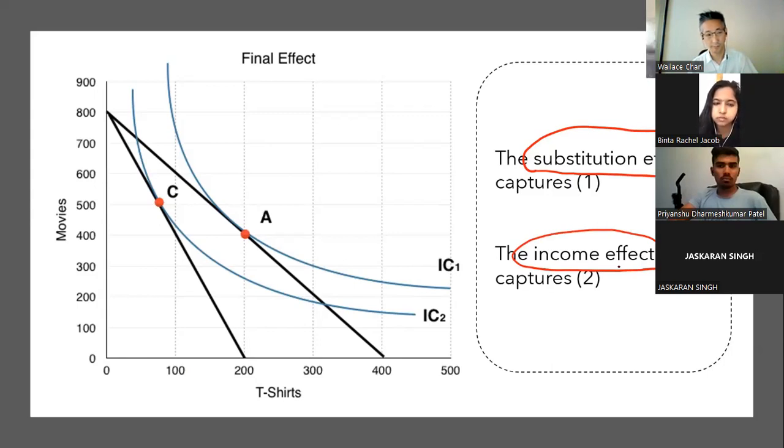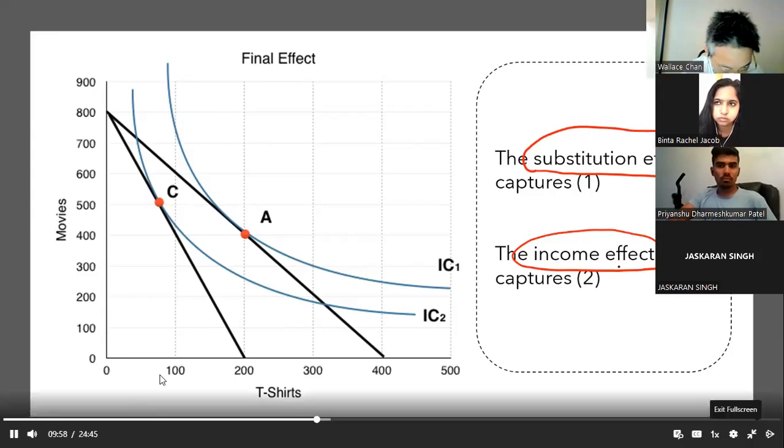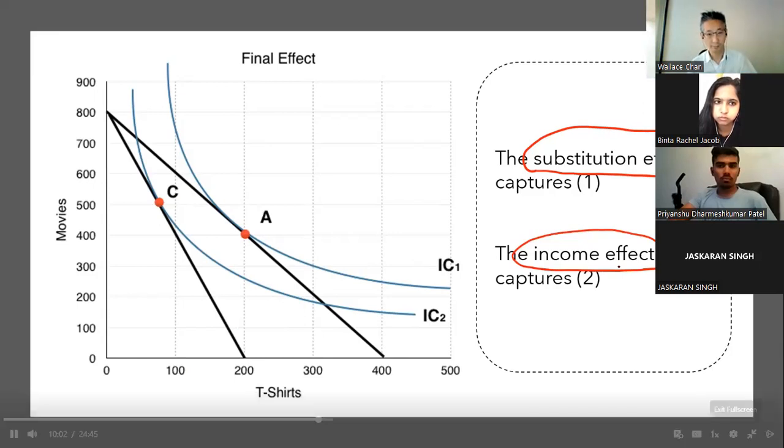Okay, so we have the substitution effect, which is going to capture the change in your behavior just because one good has become more appealing and the other has become less appealing. The income effect is going to capture that because of a price change, your overall purchasing power goes down. How does it affect your behavior? So we're going to do an exercise.